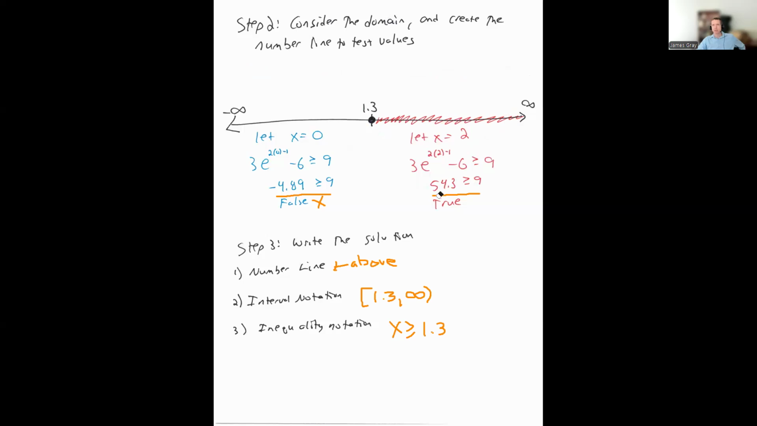So I'll erase this and then we'll go on and do the log equation. Same process, except that for the log equation, we are going to have a domain issue that we'll need to consider.